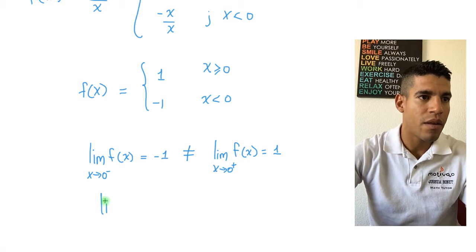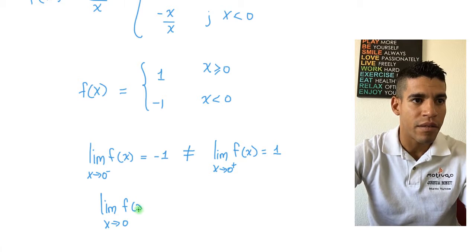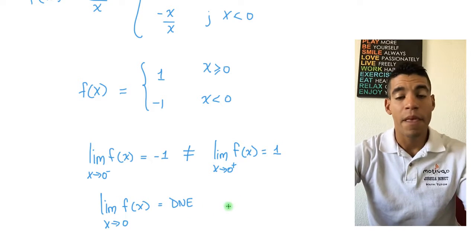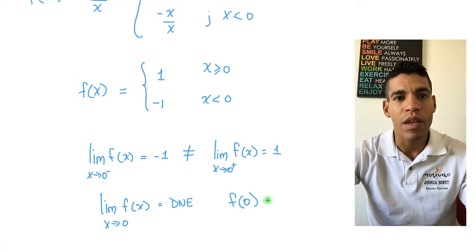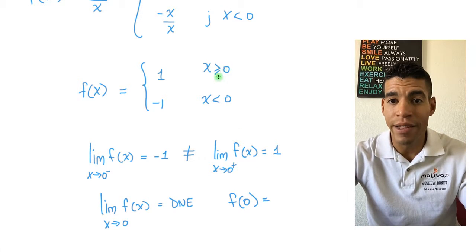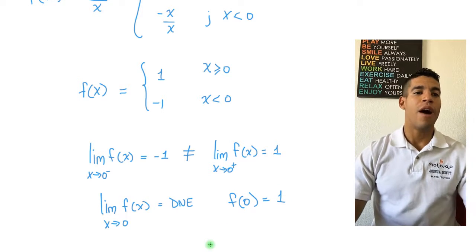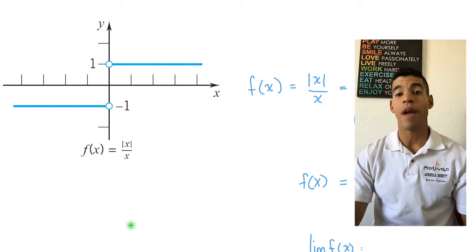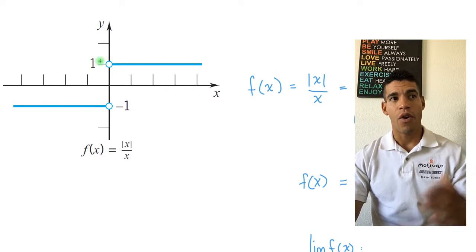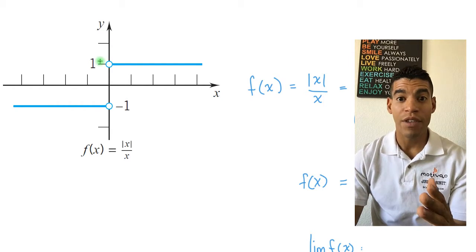So the limit when x approaches 0 of f of x does not exist, okay? But what is f of 0? F of 0 is equal to, there's the equality in this inequality, it's equal to 1, okay? Now, if I move my cursor to the left, this is how the graph looks like, right? So greater than 0. Oh, wait. F of 0 is not defined.